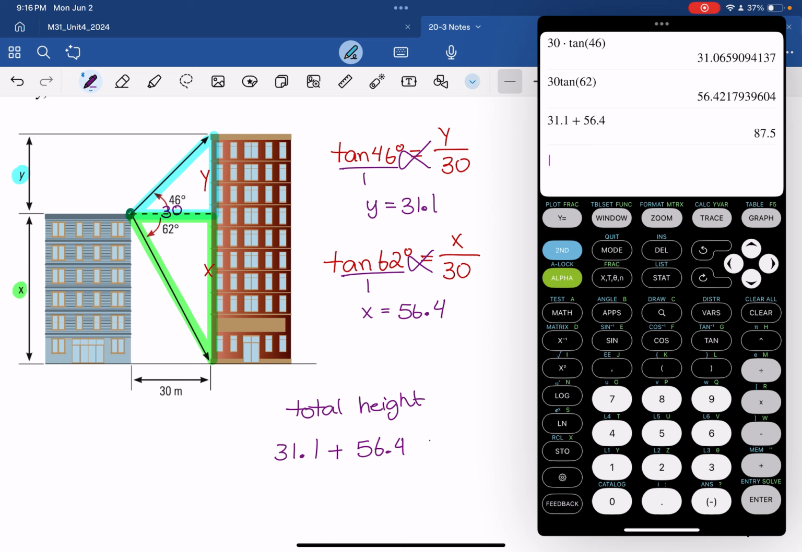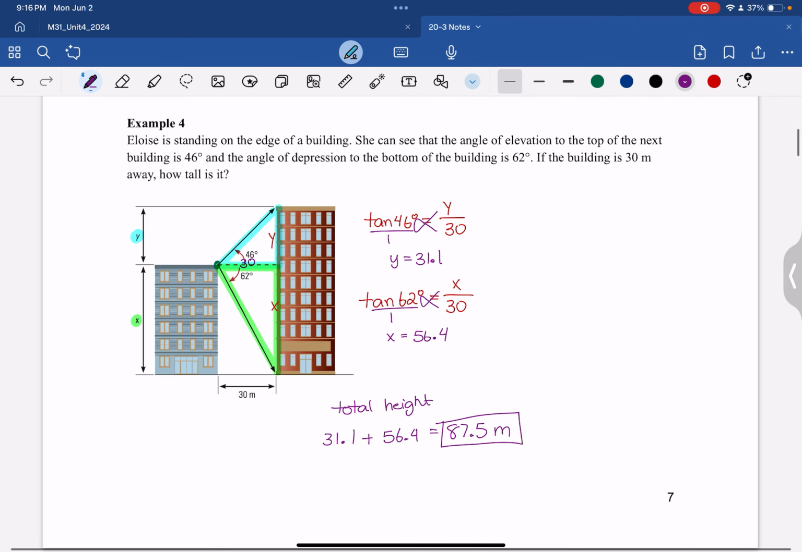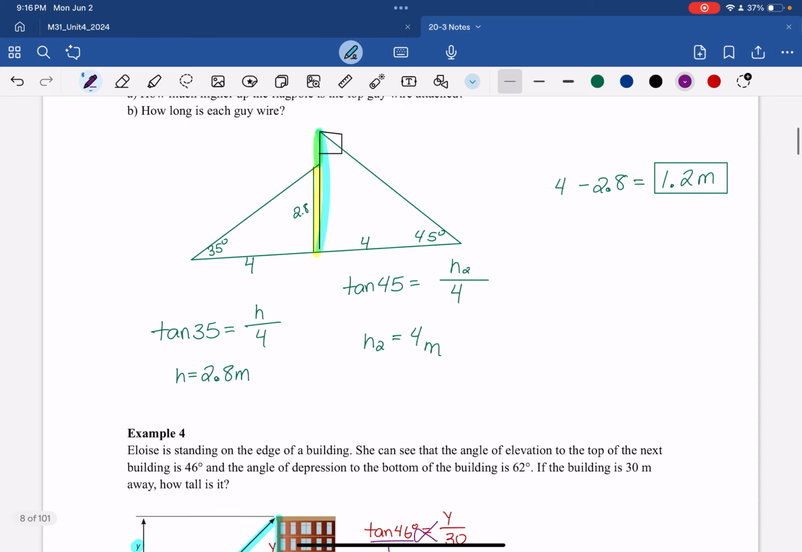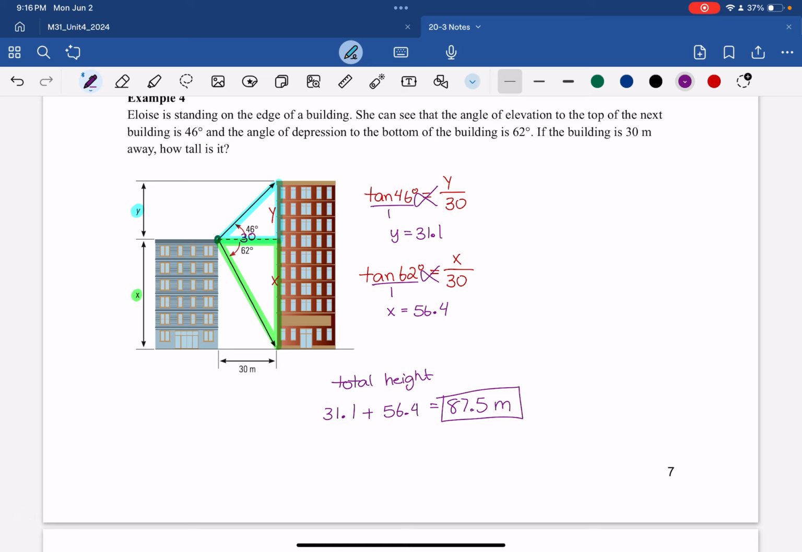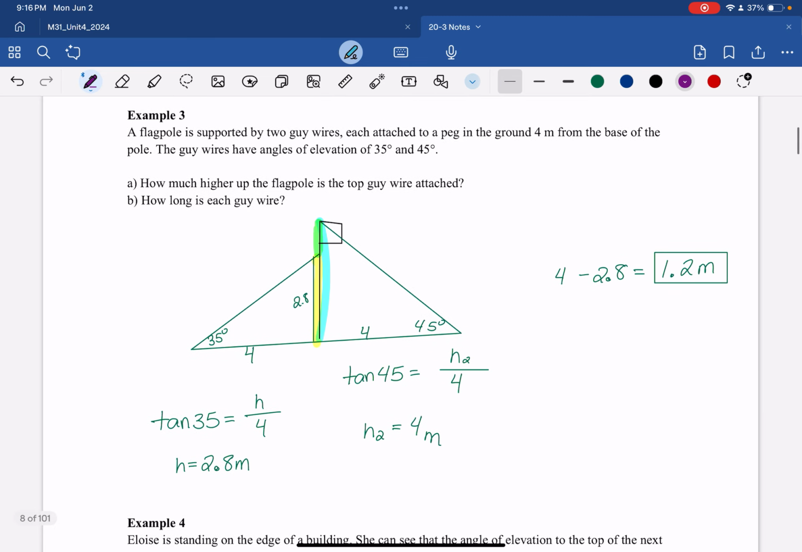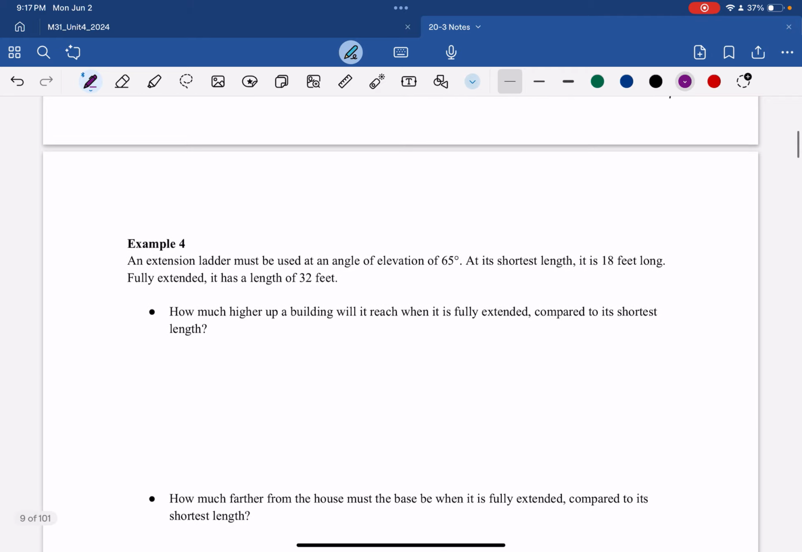And my total height is going to be 87.5 meters. So that'll be the height of the building. In most of these questions, I usually have to solve more than one triangle to get the total answer, right? In the one above here, I had to solve for the height of both sides to figure out the difference. In this one, I had to solve for both triangles, figure out x and y, and add them together to get that total height. So that's where it gets a little bit more complicated.